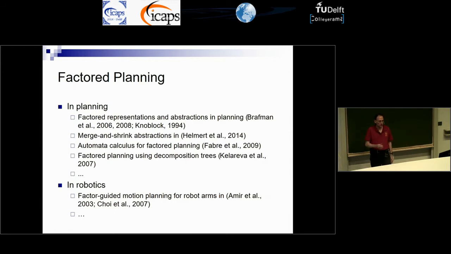There's much less work in robotics. There were a couple of papers, a while ago, for example, on factor-guided motion planning for robot arms. But also there's always this exponential component in there. So we want to be as efficient as possible in terms of solving these kinds of factored planning problems.